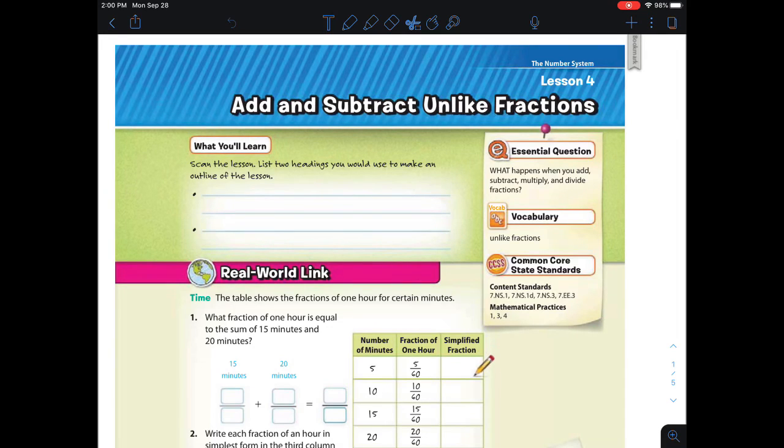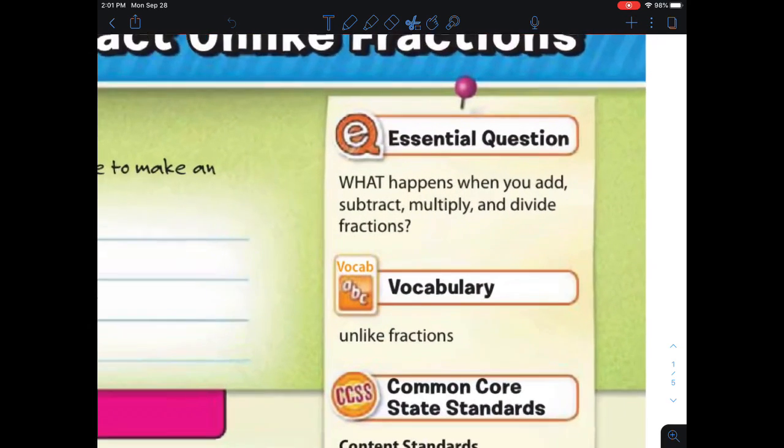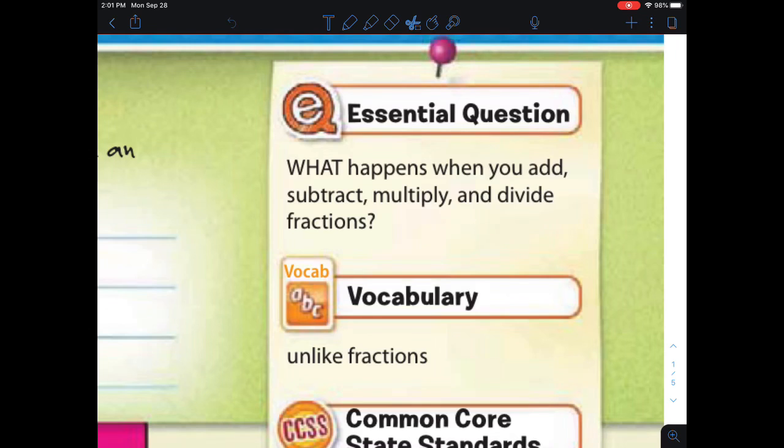So in this lesson, we are going to talk about adding and subtracting unlike fractions. This is chapter 4, lesson 4. And we go back to our essential question: what happens when you add, subtract, multiply, and divide fractions? So we are still here on this part, adding and subtracting fractions. Later on, we are going to tackle multiplying and dividing fractions.